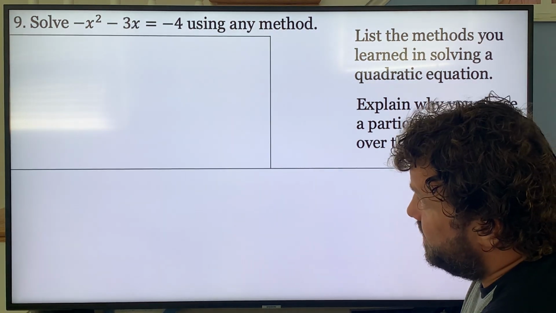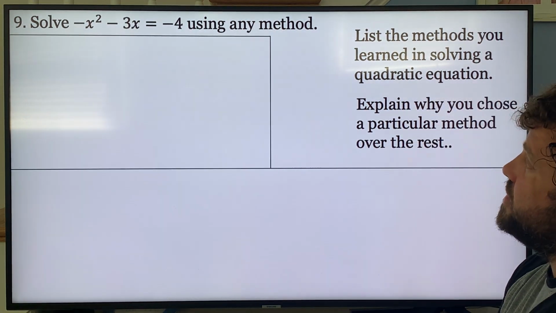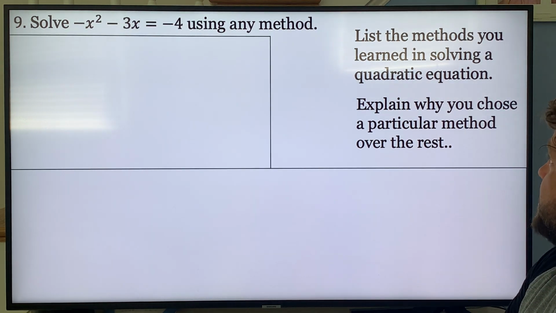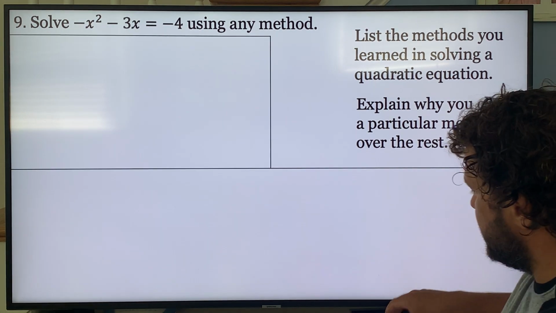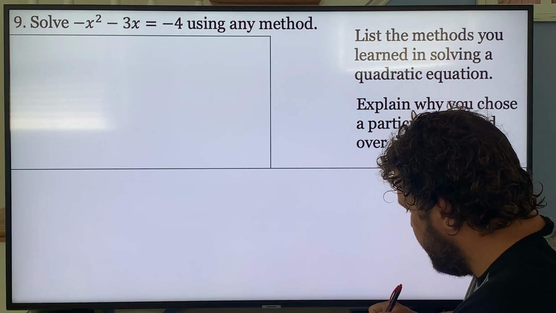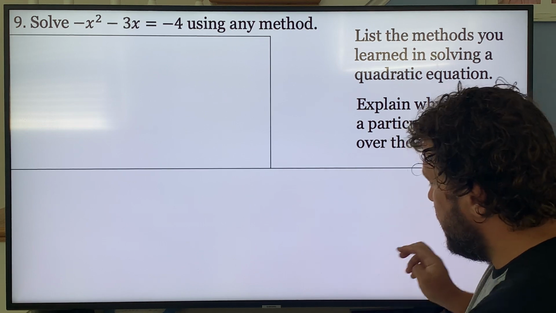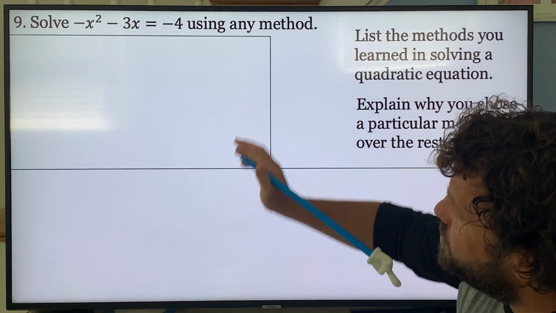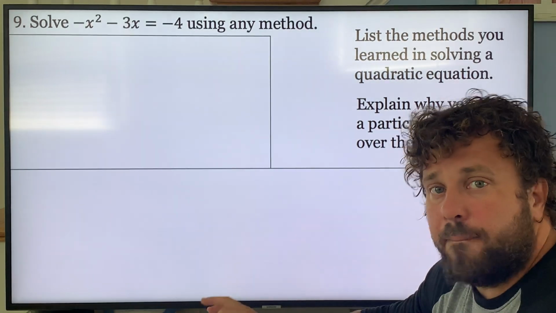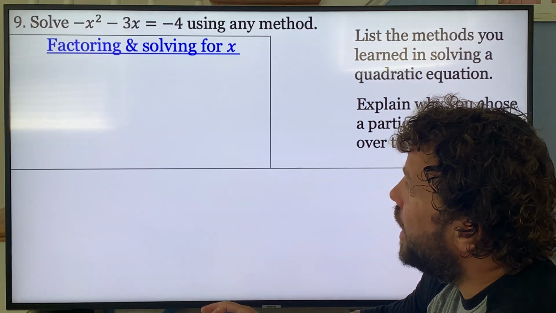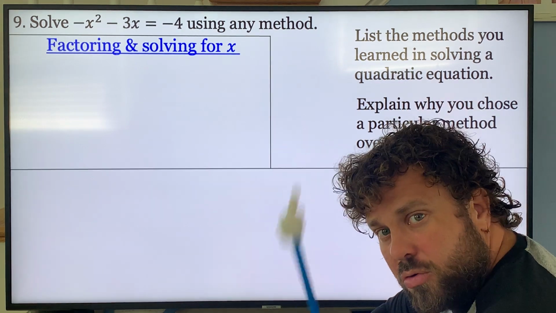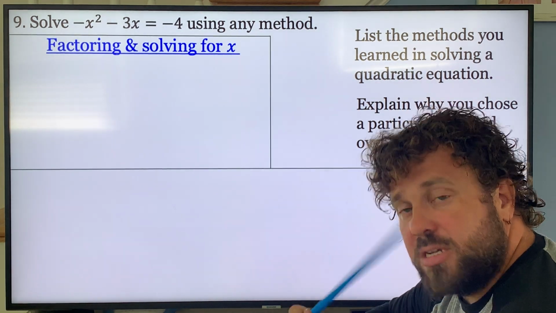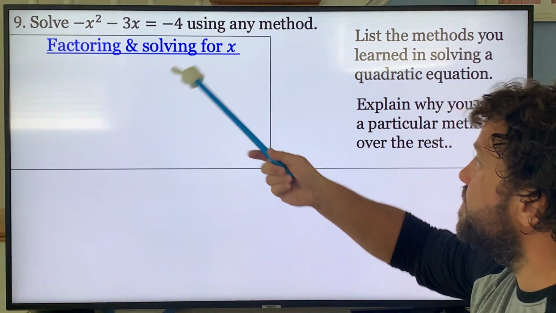Number 9, solve negative x squared minus 3x equals negative 4, using any method you learned for solving a quadratic equation. Why would you choose a particular method over the rest? All right, so what are we going to do first? I'm going to factor and solve for x. I don't know how you did it, but don't go crazy yet. Wait till I explain both methods. I showed two methods. You may have used the second method.